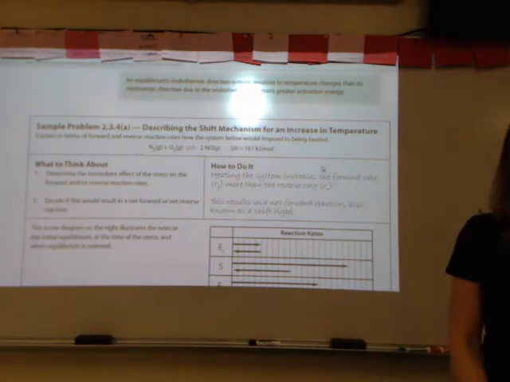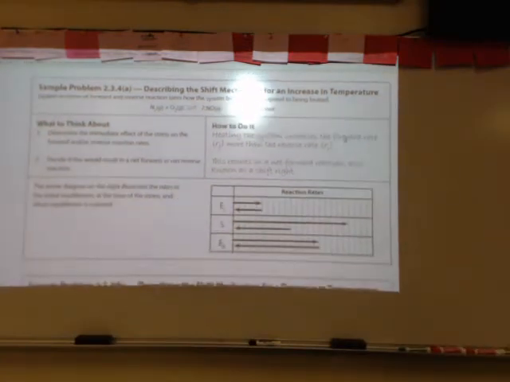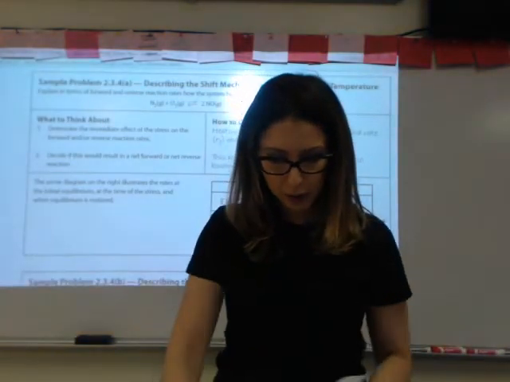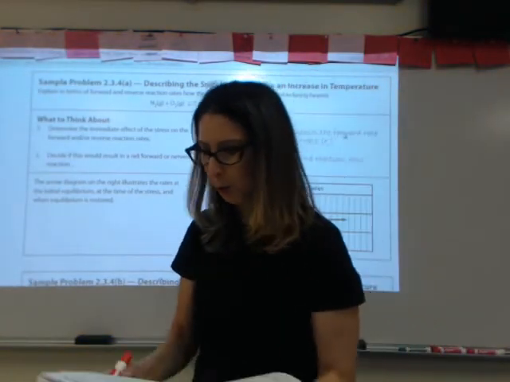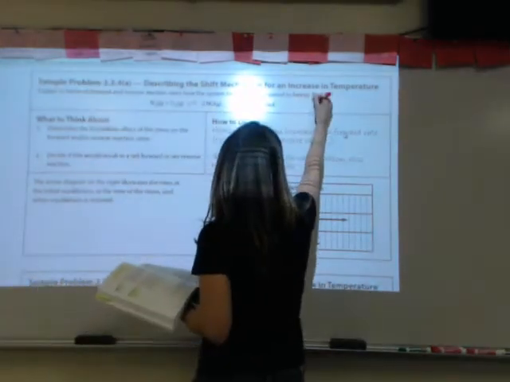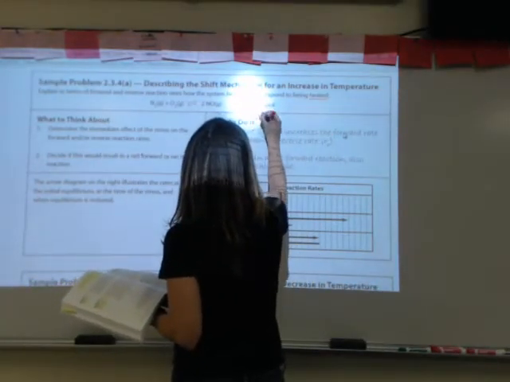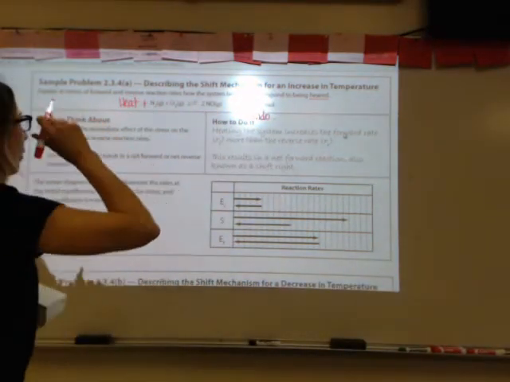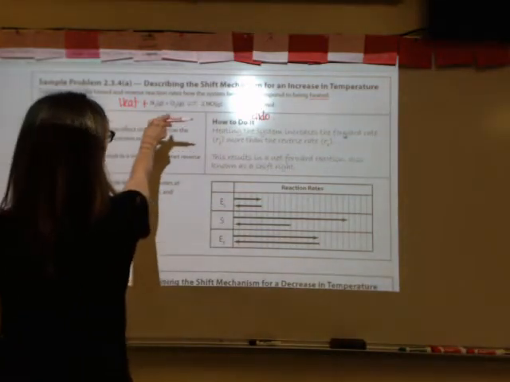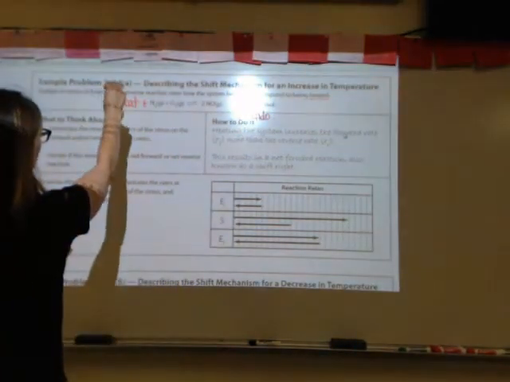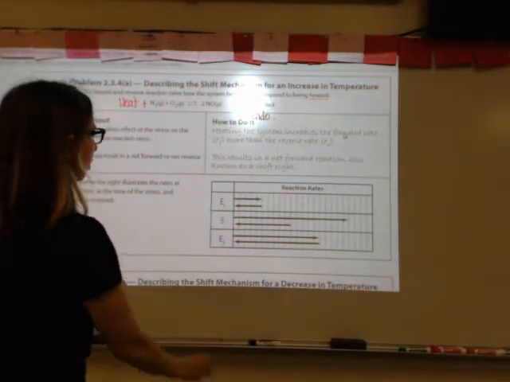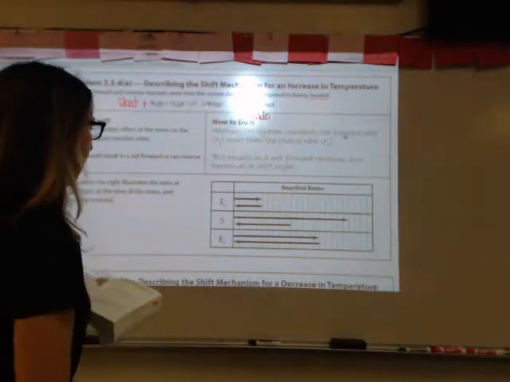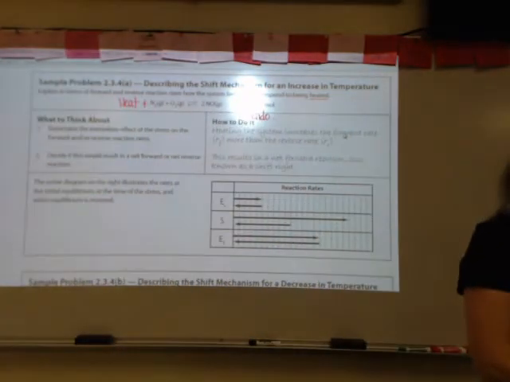If you take a look at this sample problem, it says explain in terms of forward and reverse reaction rates how the system below would respond to being heated. So this is an endothermic process. That means heat is a reactant. So you're going to end up shifting to the right to consume some of that extra heat. That's going to increase the forward rate a lot more than the reverse rate, okay? Because that's the endothermic direction.